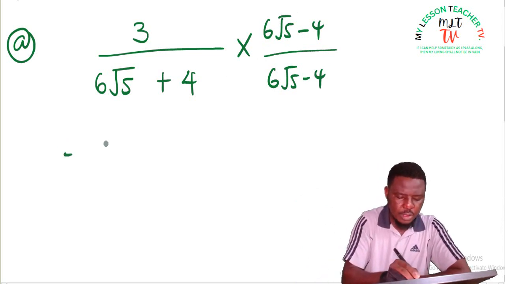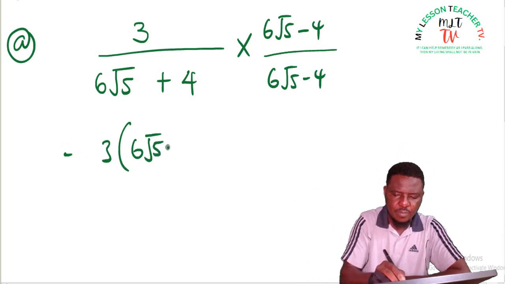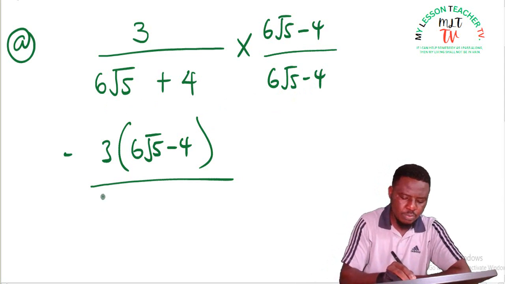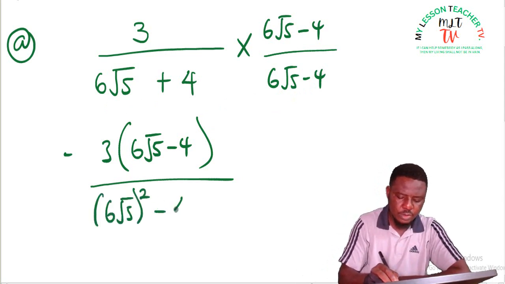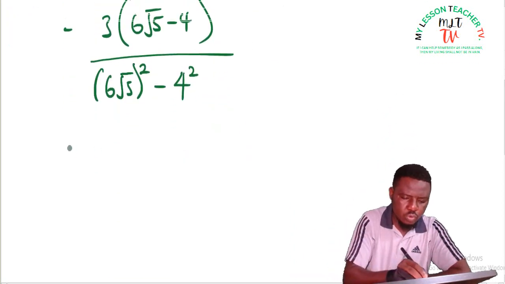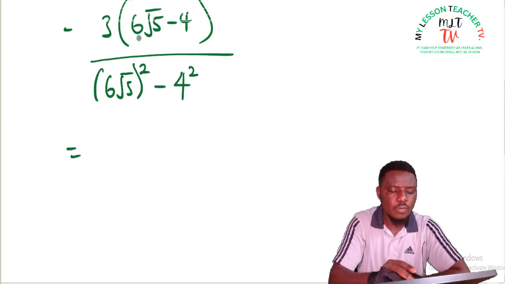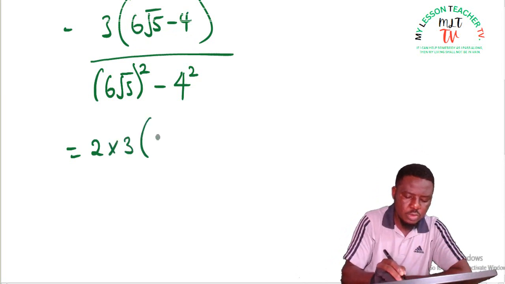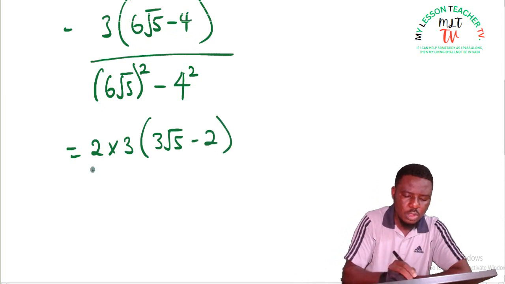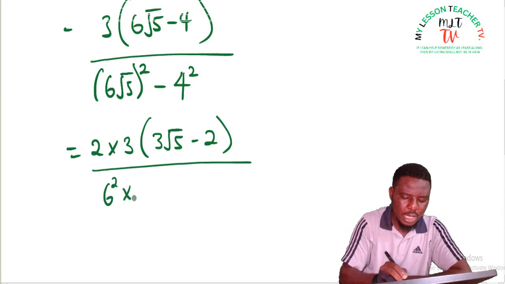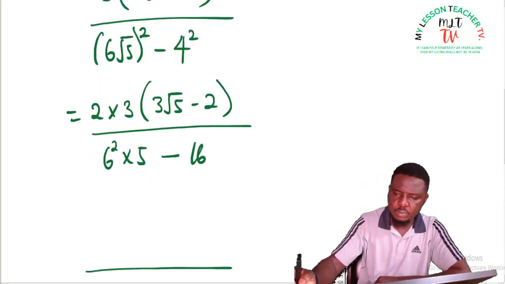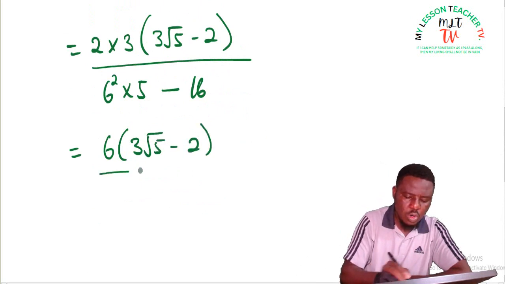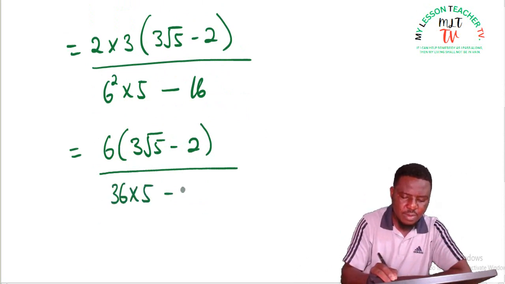For when you multiply any expression by 1, it does not change that expression. So multiplying out, we have 3 into 6 root 5 minus 4, divided by, you can then apply the difference of two squares. This becomes bracket 6 root 5 squared minus 4 squared. I can still factorize out 2 from the numerator, and this gives me 2 times 3 into 3 root 5 minus 2, divided by, squaring this, you have 6 squared times 5 minus 16. This can be said to be equal to 6 into 3 root 5 minus 2, all divided by 6 squared, which is 36, times 5 minus 16.